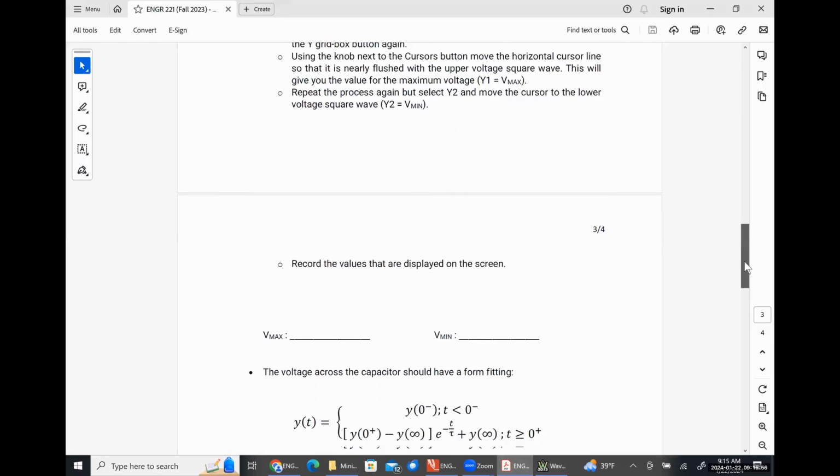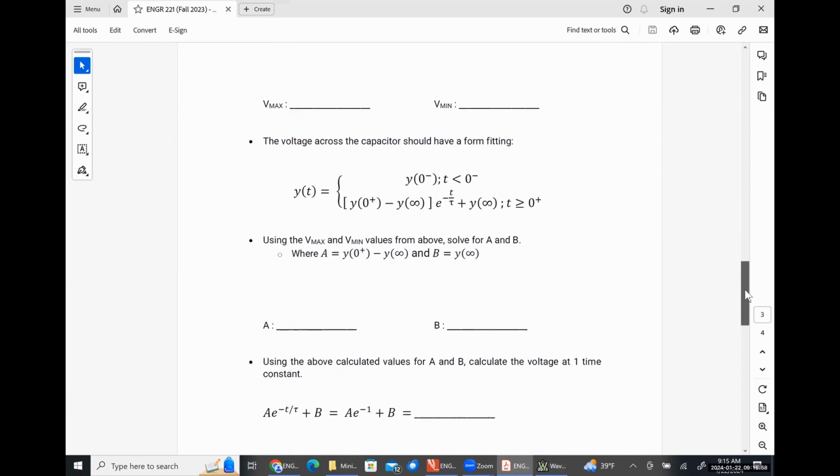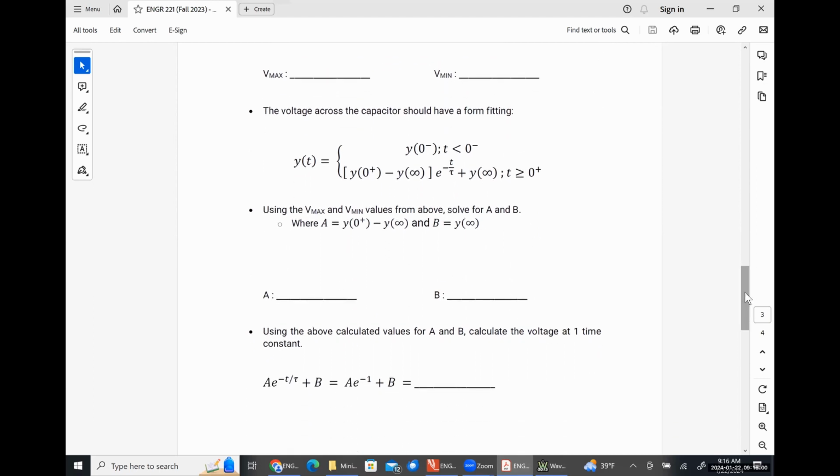So the voltage drop across the capacitor should have a functional form based on exactly what we did in class today. And so I'm expecting you guys to be able to determine what coefficients A and B are. So A is just y at 0 minus y at infinity. And then B is just y at infinity.